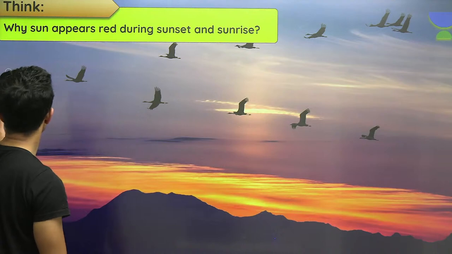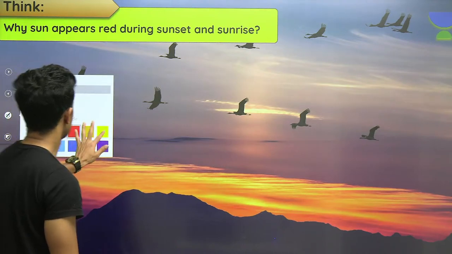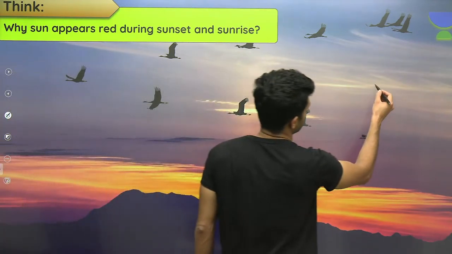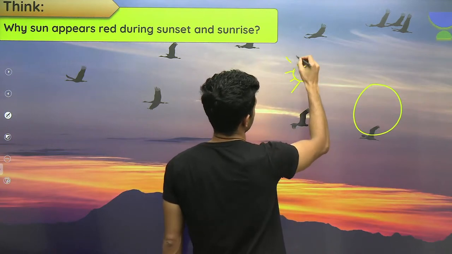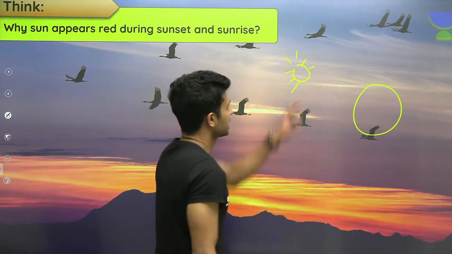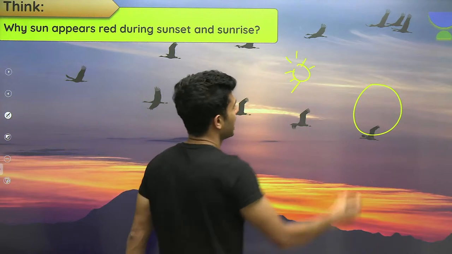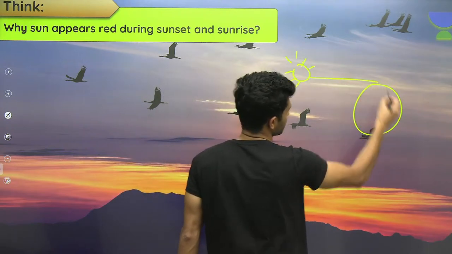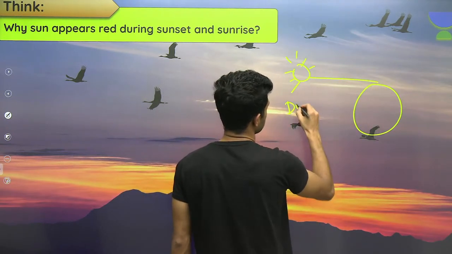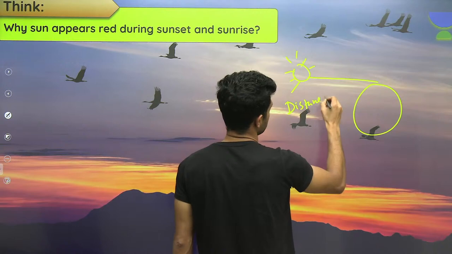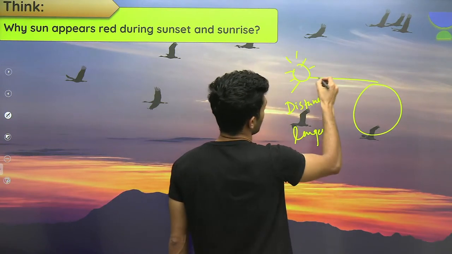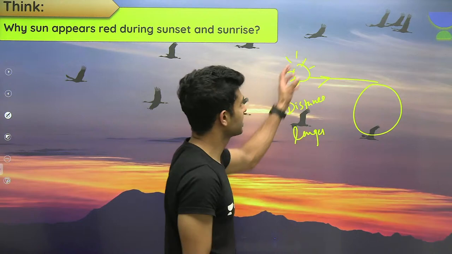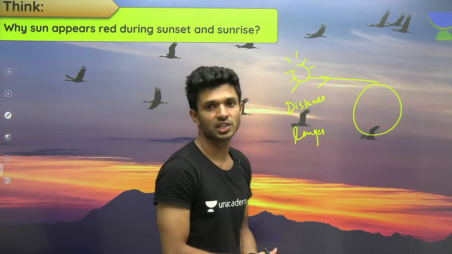Look, this is our earth, right? During the time of sunset, the light ray from the sun has to travel a larger distance, right? Here, the distance will be larger during the time of sunset or sunrise. So, all the light rays have to travel this larger distance for reaching us.